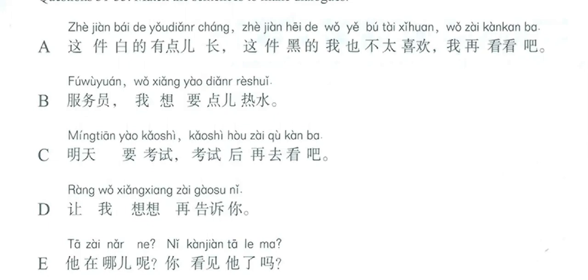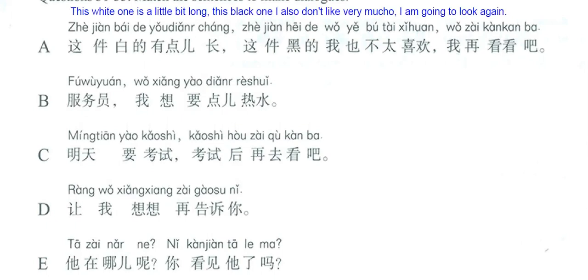So the first one we have here, 这件白的有点长，这件黑的我也不太喜欢，我再看看吧。So the translation for this could be, this white one, we're referring to pieces of clothes, okay, is a little bit long. This black one, I also don't like it very much. I'm going to look again, okay? So this one is one of the sentences we have.